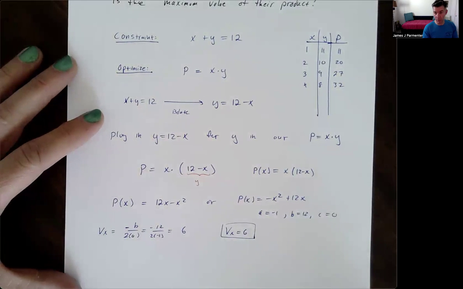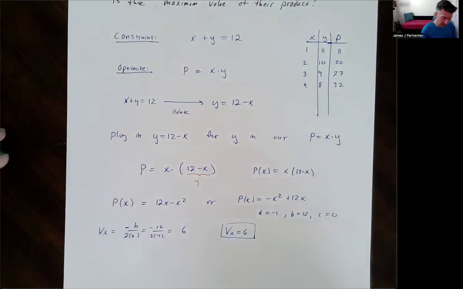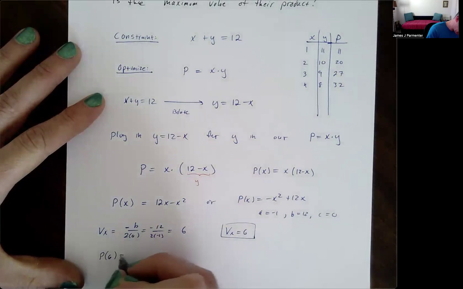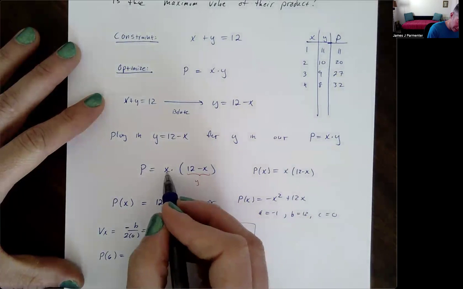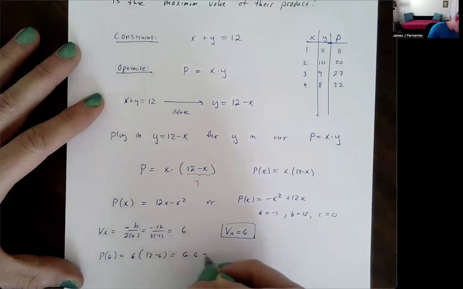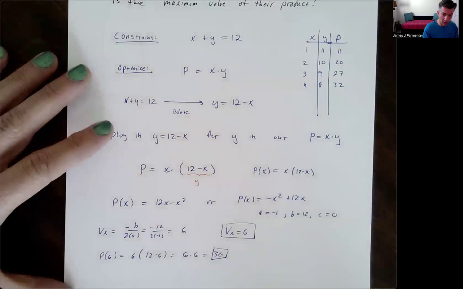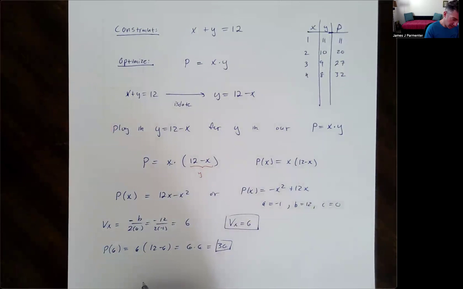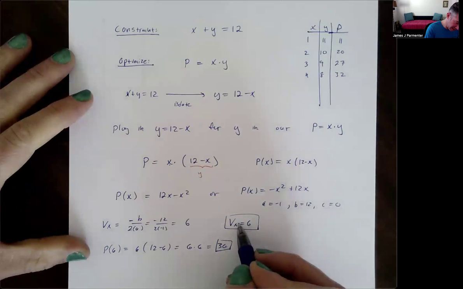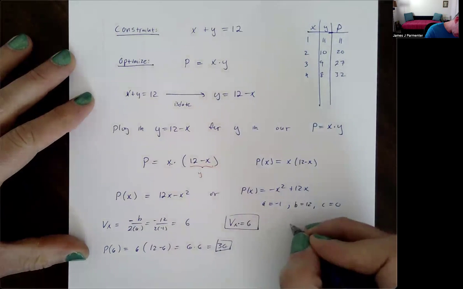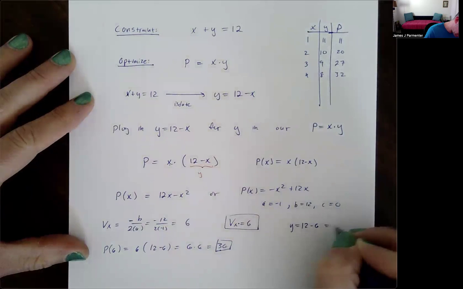The function coordinate, or the y-coordinate, or the output: if I plug 6 back into my function, P of 6 is going to be 6 times 12 minus 6, which is 6 times 6, which is 36. So a couple things here. The maximum value is 36. The x and y numbers that give us that are x equal to 6, and y isn't 36. y would also be 12 minus 6, so y would be 6 as well.